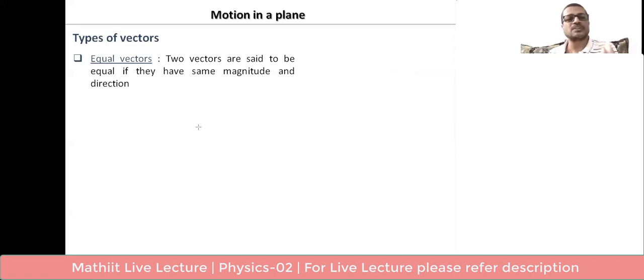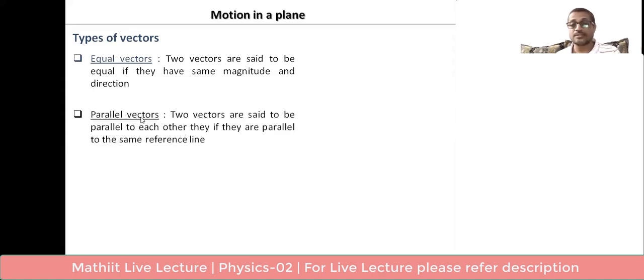Isn't it? So when do you say that two vectors are equal? Naturally, when both these qualities match, you call them equal vectors. That's it, as simple as that. Two vectors are said to be equal if they have the same magnitude and the same direction. Then you say that the vectors are equal. Fair enough? Then comes the next one, parallel vectors.